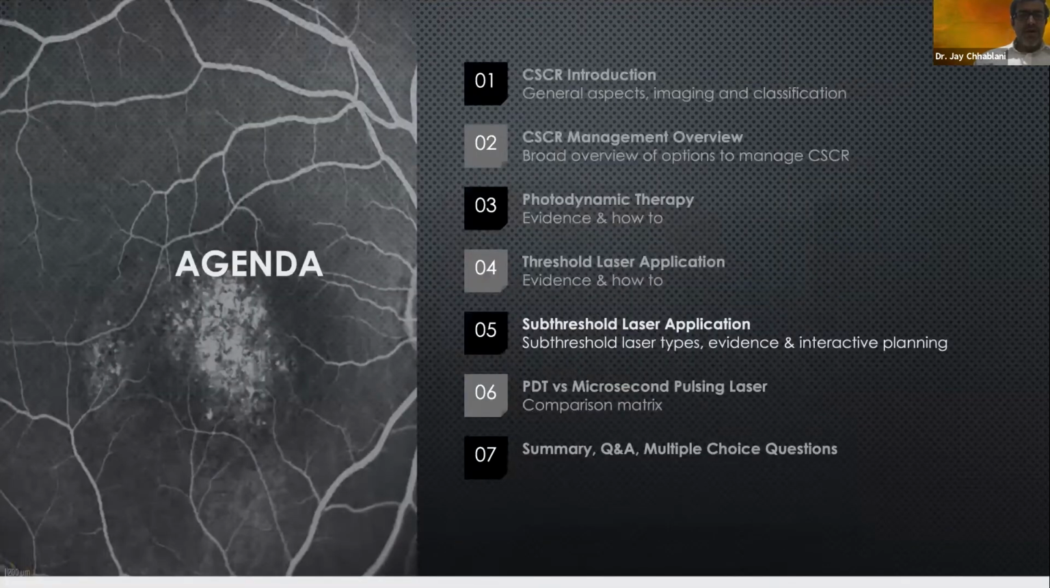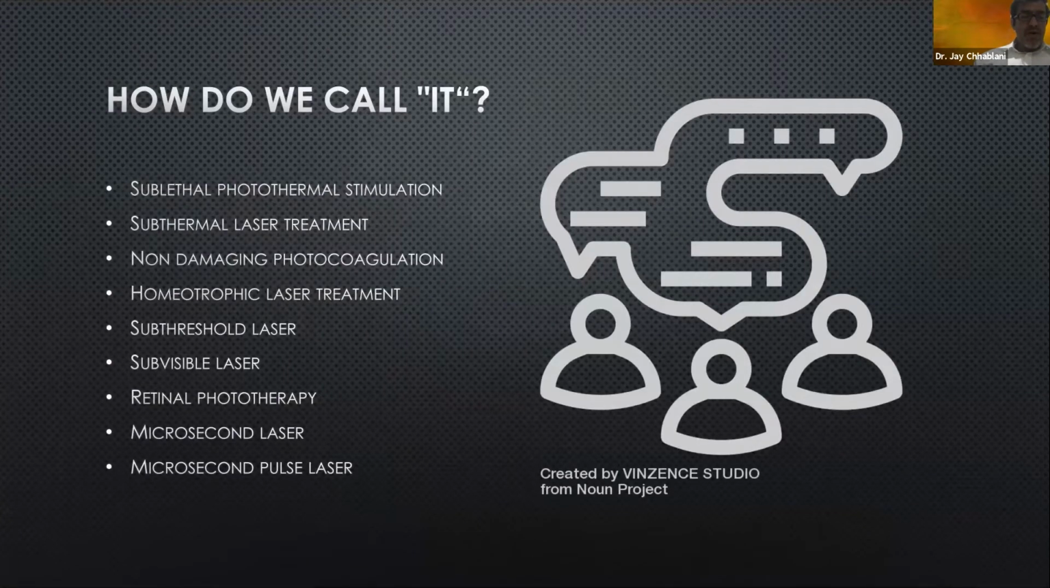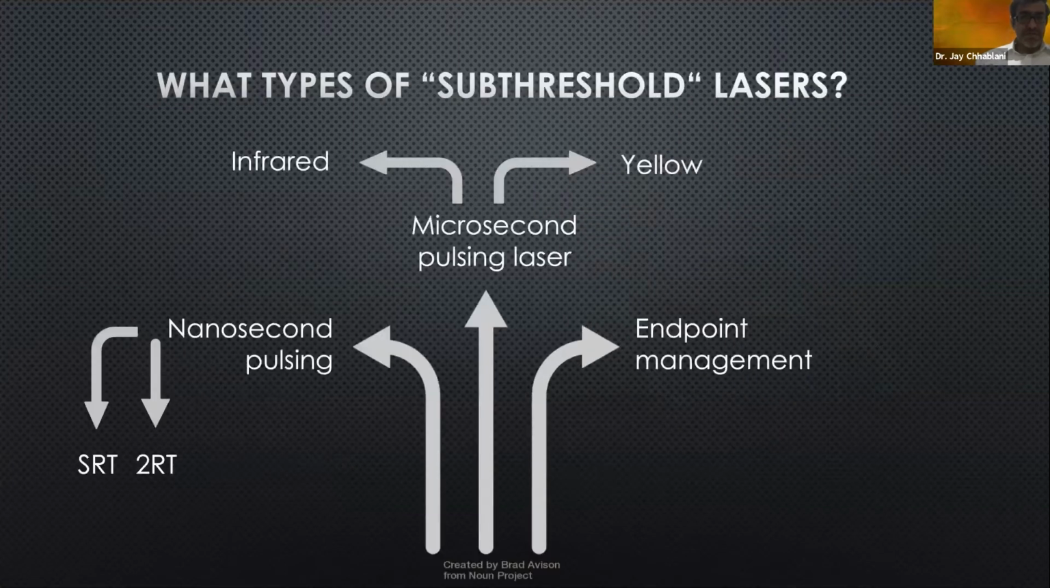Let's move on and talk about the subthreshold laser. What do we call it? There have been different terminologies for subthreshold laser: sublethal, subthermal, non-damaging photocoagulation, homeotropic laser treatment, subliminal, subvisible, and whatnot. The most common term which we use is the micropulse or the microsecond laser. The micropulse laser is used for the Iridex subthreshold, and microsecond laser is used for the Nevelas subthreshold.